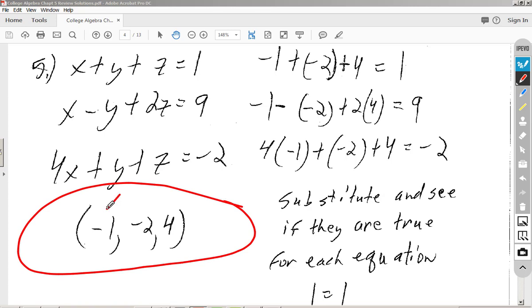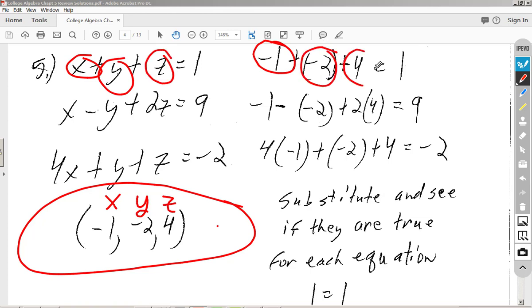Remember, x is my first, y is my second, and z is going to be my third. So x is equal to negative 1, y is equal to negative 2, and z is equal to 4. So I substitute those in. In place of my x value, I put in my negative 1. In place of my y value, I'm going to put in my negative 2. In place of my z, I'm going to put in my 4. I'm going to add those together and see if it makes a true statement.